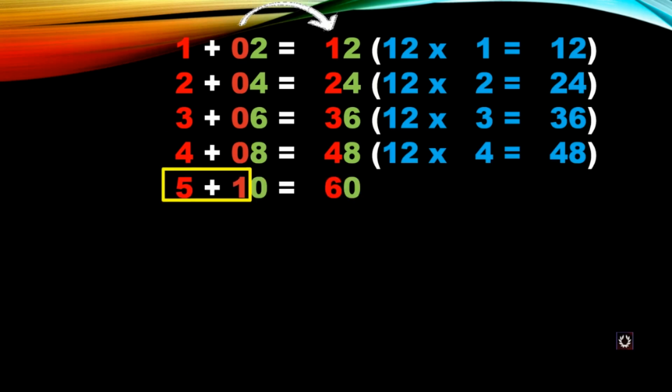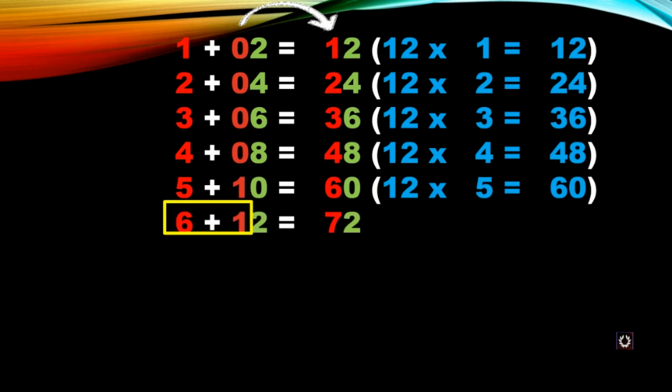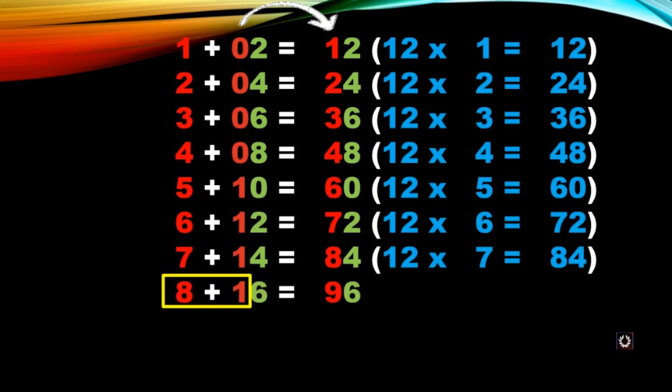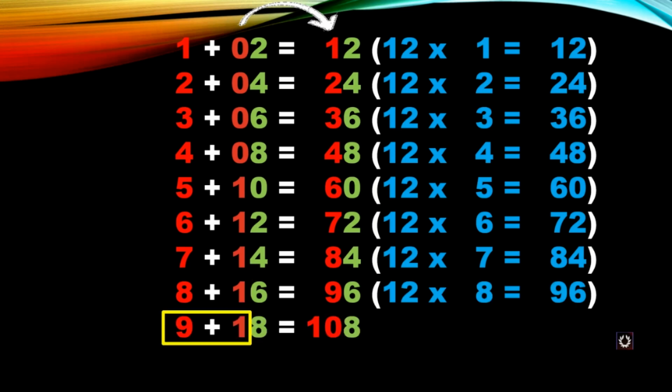5 plus 1 is 6, so 60. So, 12 fives are 60. 6 plus 1 is 7, 72, so 12 sixes are 72. 7 plus 1 is 8, 84, so 12 sevens are 84. 8 plus 1 is 9, so 96, so 12 eights are 96.